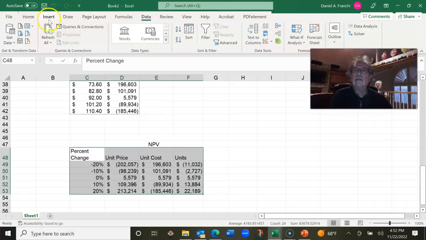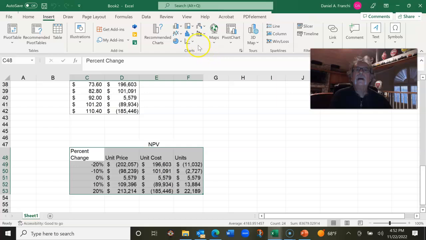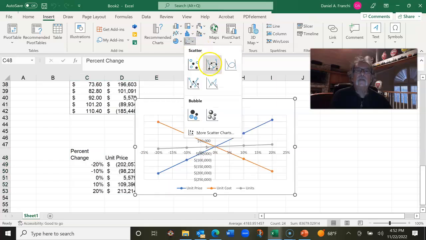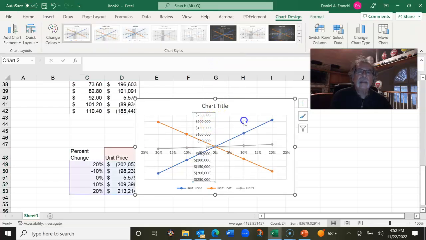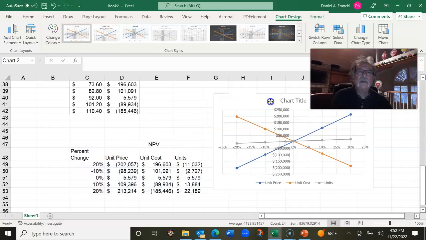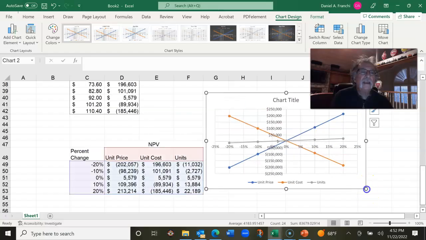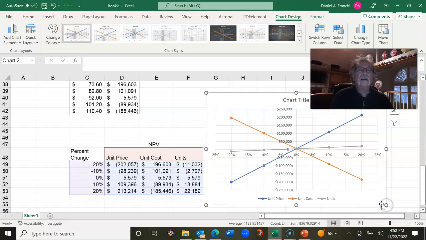So let's look at what we can do here. We're going to insert a chart. We'll make it a scatter diagram. And this is what we have here. And let's interpret this a little bit. So what we find here is this is the magnitude of the net present value.